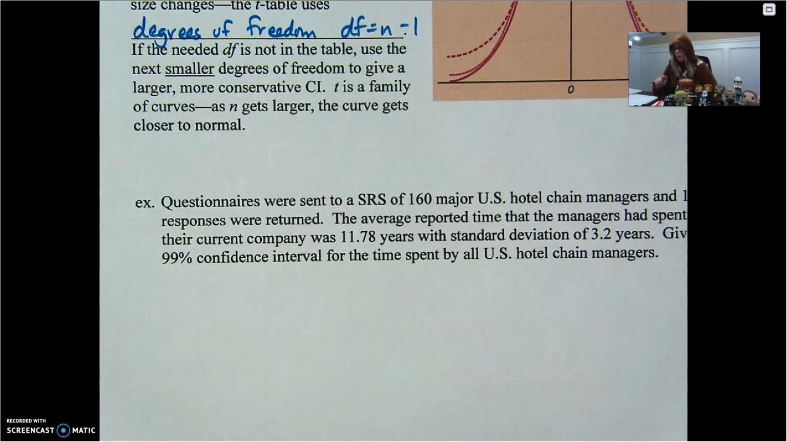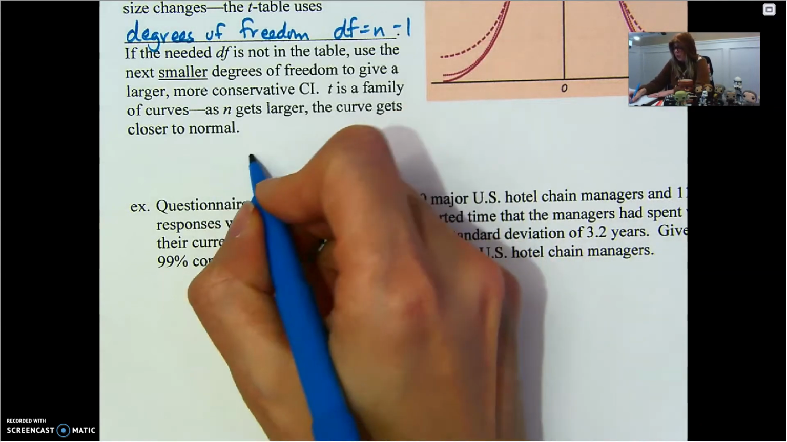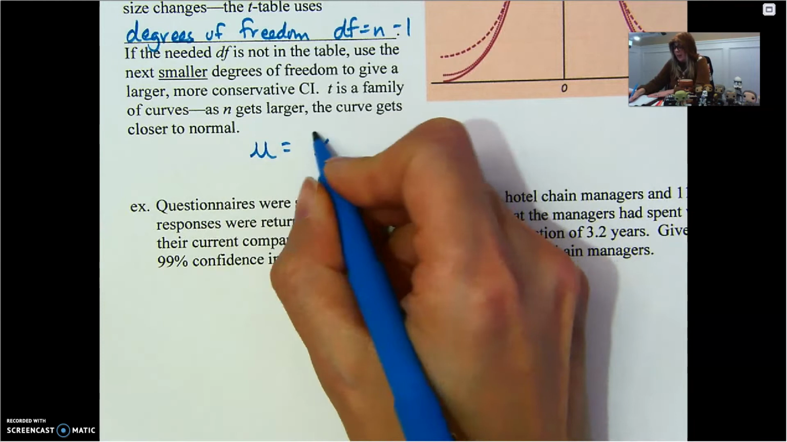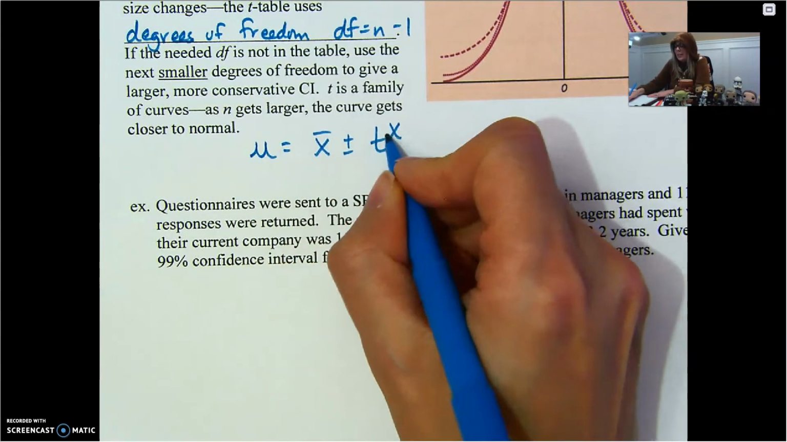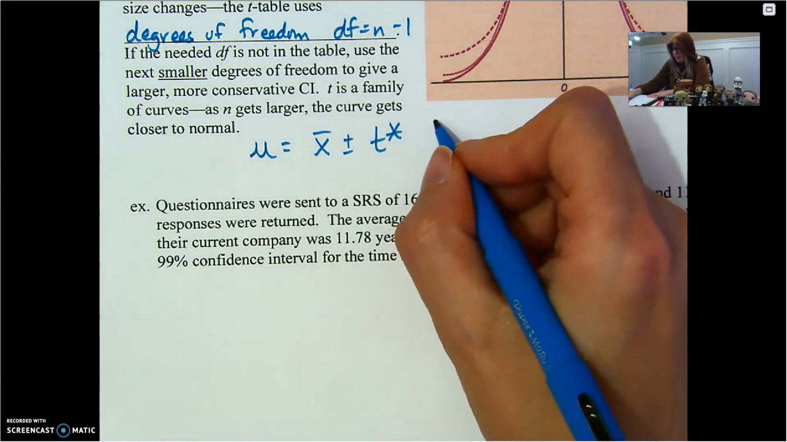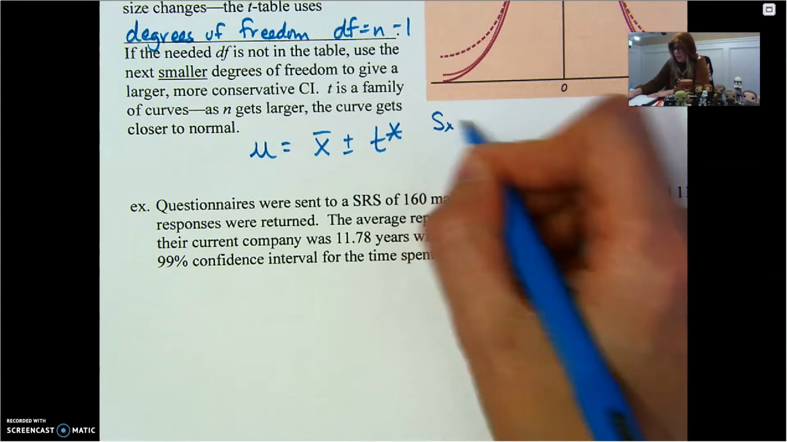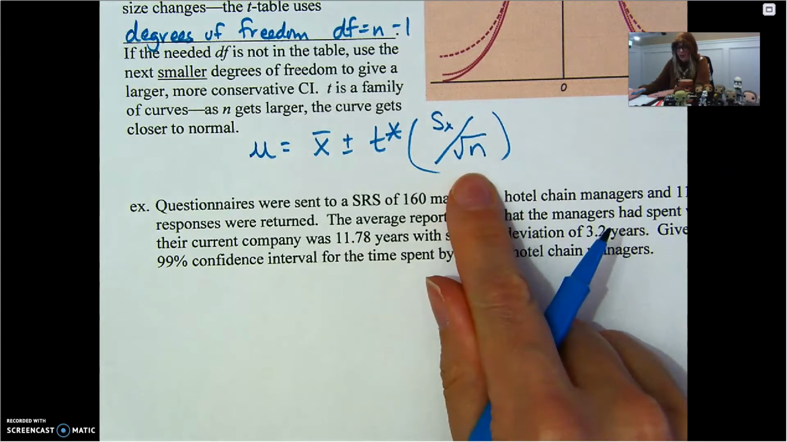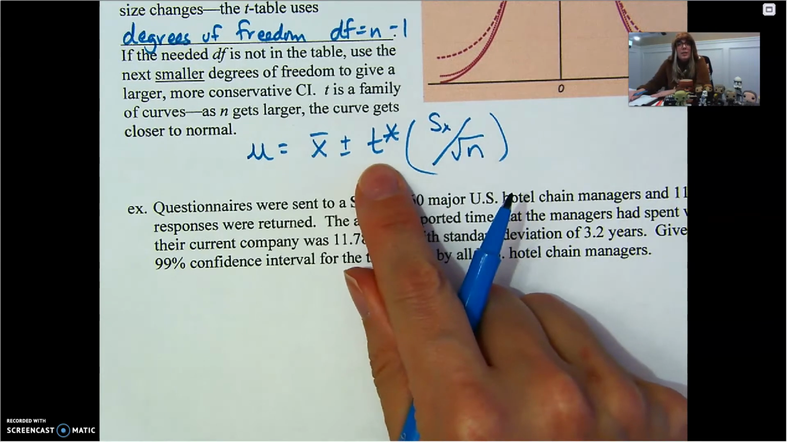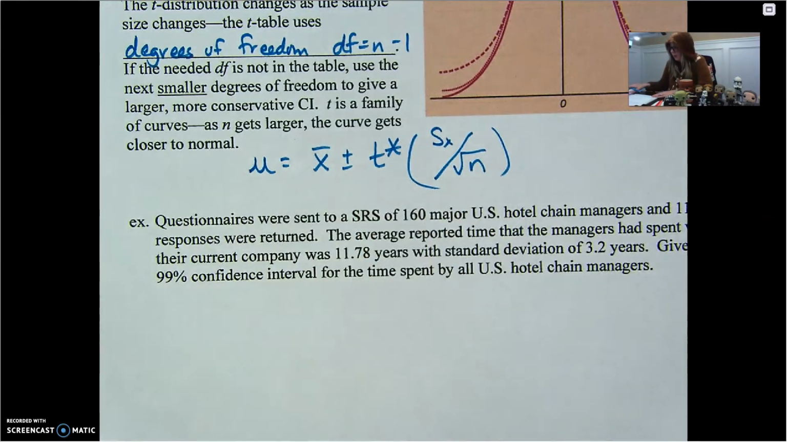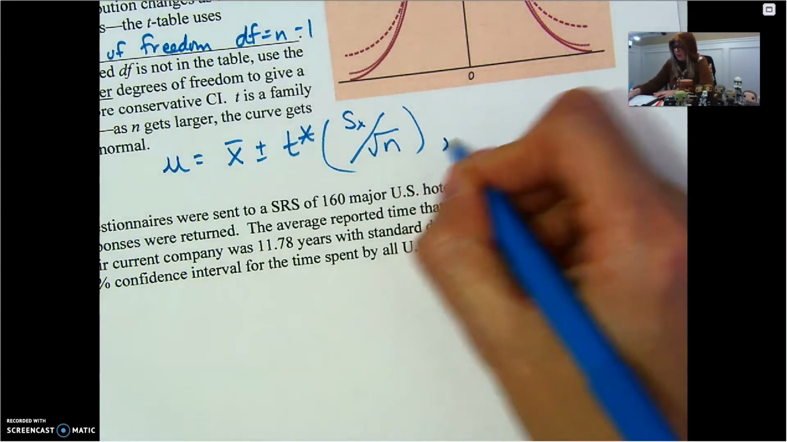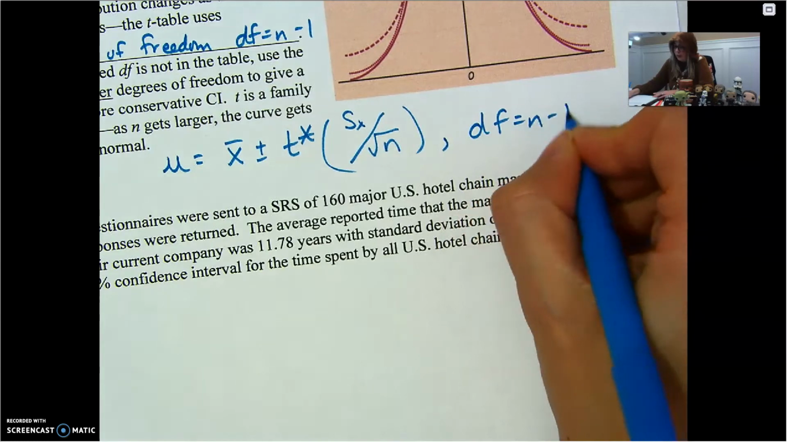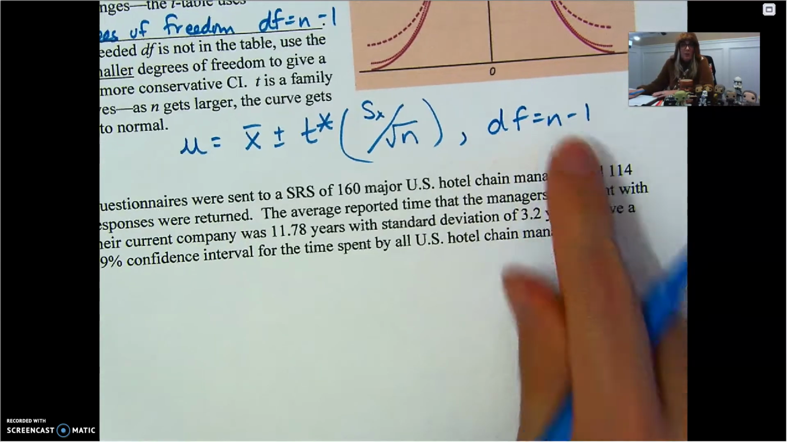All right, so your formula looks very similar to what we just did on the other side. It's x bar plus or minus t star, and instead of using sigma, we're going to use the sample standard deviation and apply s over the square root of n to it. When we're using this formula, though, t star, since there's a lot of options in this chart, you also now have to list what your degrees of freedom are. So there's an added layer to the formula.